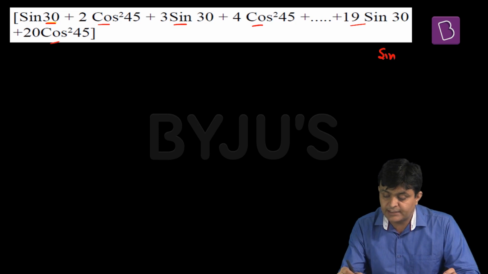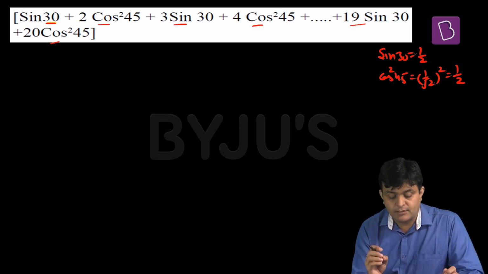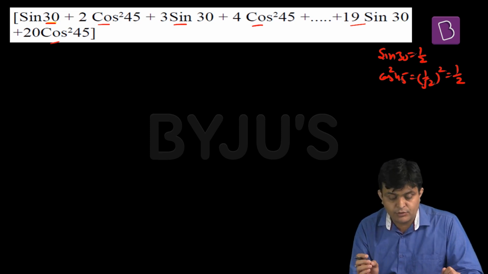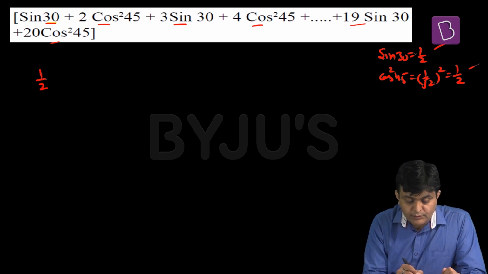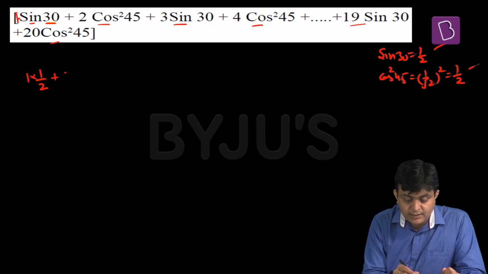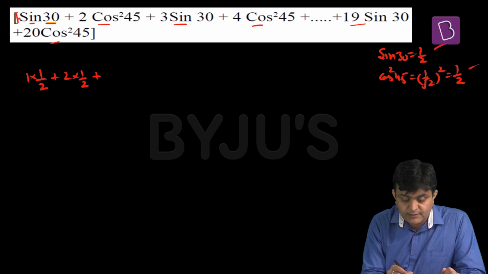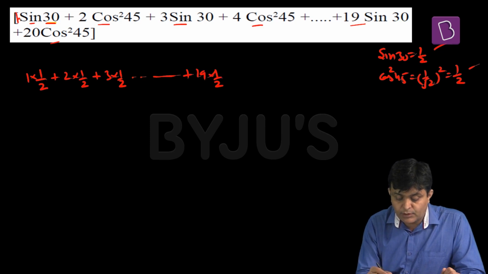So we know sin 30 is 1 by 2. Again cos square 45 is 1 by root 2 square, that is 1 by 2 ही होगा, right? So एंगल sin 30 and एंगल cos square 45 से हमने ये डिक्लेयर किया. So it becomes 1 by 2. Can I write it as 1 into 1 by 2 plus 2 into 1 by 2 plus 3 into 1 by 2 and so on, it is 19 into 1 by 2 plus 20 into 1 by 2.